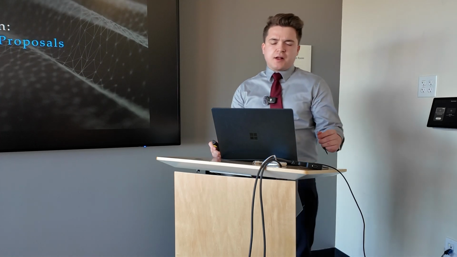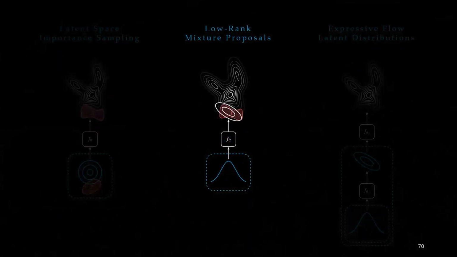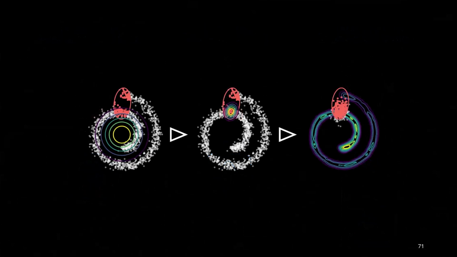The second contribution that I'd like to highlight today builds on this idea of importance sampling, and we introduce these low-rank mixture proposals. The idea here is we want to learn a really high-dimensional proposal distribution, but we do so by learning a model which has a low-dimensional latent space.